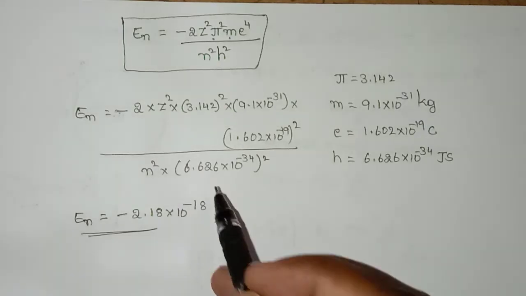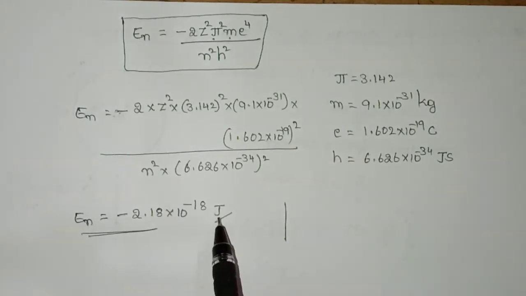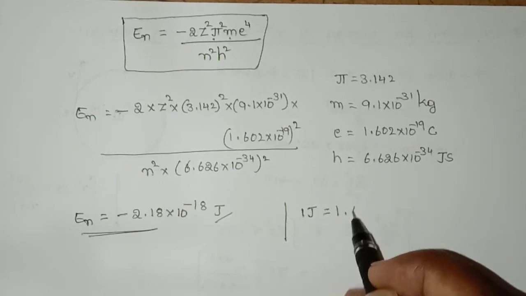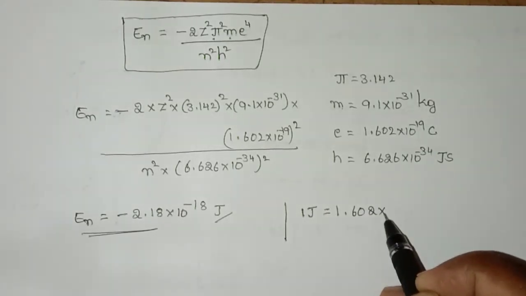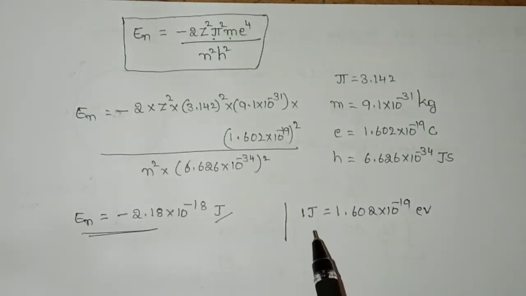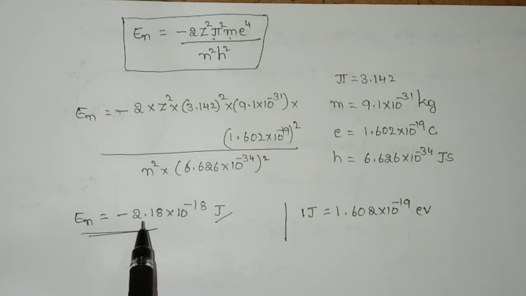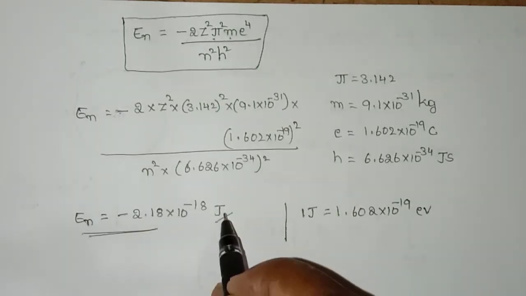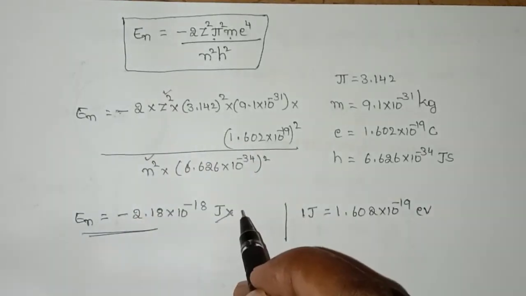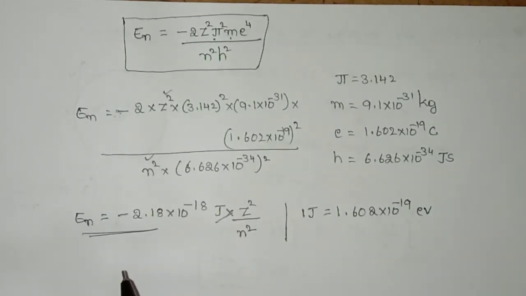So in order to convert the value of joules into electron volt, we need to know what is the value of 1 joule in terms of electron volt. So do remember, 1 joule is equal to 1.602 × 10⁻¹⁹ electron volt. This is the value that we can use for converting joules into electron volt. So here we got 2.18 × 10⁻¹⁸ joules multiplied with this constant, that is Z² by n².